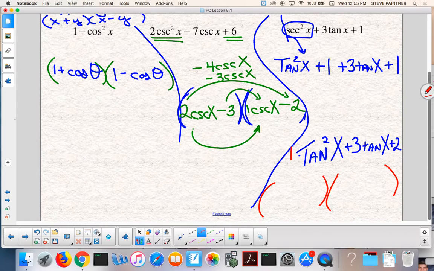Taylor, what's the answer? Tangent, tangent, gotcha. Two numbers that multiply give you 2, but add up to 3. It's gotta be plus 2 plus 1. If you FOIL, this would be 2 right there. If you do the inner terms, it'd be 2 tangent with a 1 tangent, which makes 3 tangent. It works.